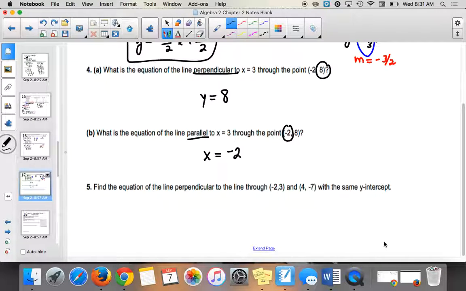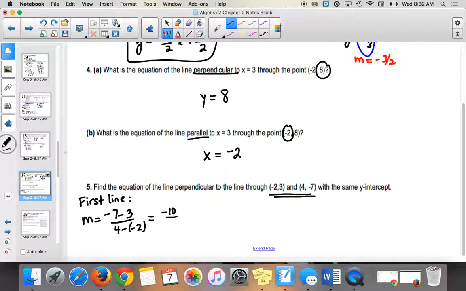All right, so number 5, find the equation of the line perpendicular to the line through (-2, 3) and (4, -7) with the same y-intercept. Okay, so this is kind of a critical thinking question. There's a lot of steps here. It's not very straightforward, right? So first we have to find that first line. It has a slope of negative 7 minus 3 over 4 minus a negative 2, which is negative 10 over 6, which is negative 5 over 3.